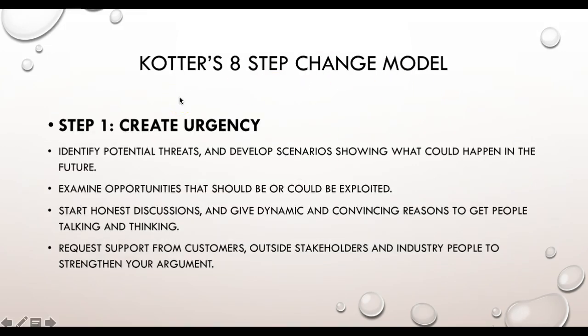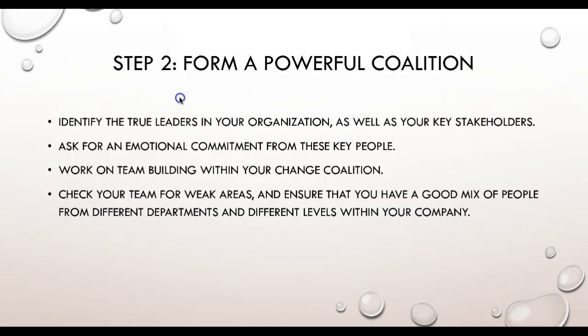And I wanted to include this. Kotter has an eight-step change model, and it's really good. I actually used this in my dissertation. Step one is create urgency. You identify potential threats and develop scenarios showing what could happen in the future. You examine opportunities that should or could be exploited. You start honest discussions and give dynamic and convincing reasons to get people talking and thinking. You request support from customers, outside stakeholders, and industry people to strengthen your argument.